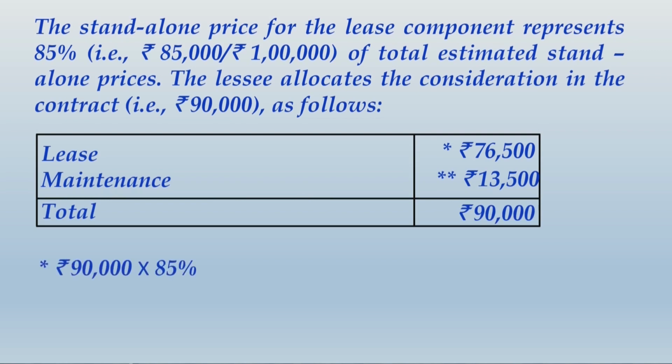And how we got these two amounts of 76,500 and 13,500? It is nothing but 90,000, which is split in the ratio of 85 and 15. So what you find on screen is the answer. Please take note of the same.